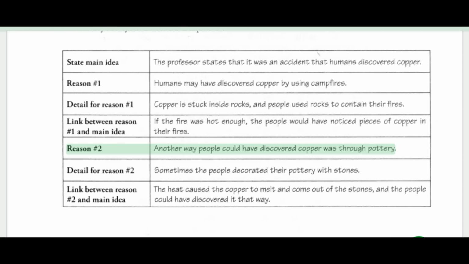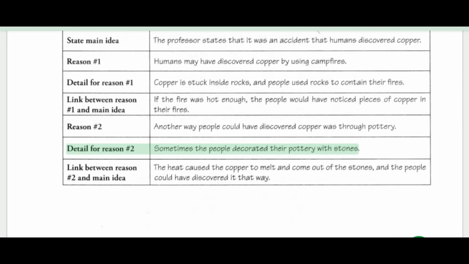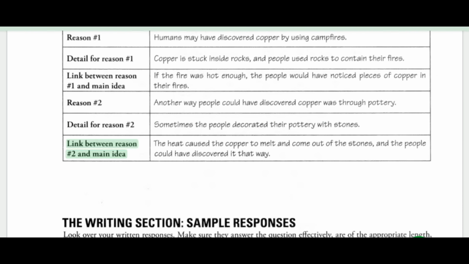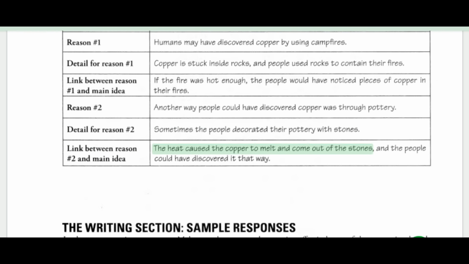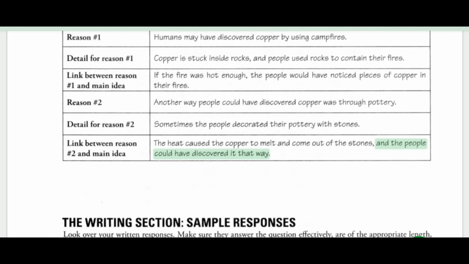Reason number 2. Another way people could have discovered copper was through pottery. Detail for reason number 2. Sometimes the people decorated their pottery with stones. Link between reason number 2 and main idea. The heat caused the copper to melt and come out of the stones, and the people could have discovered it that way.